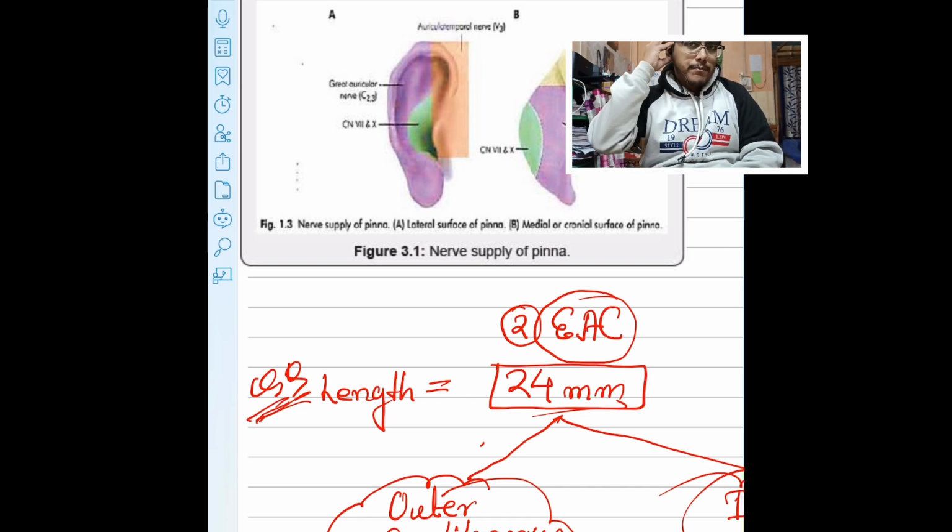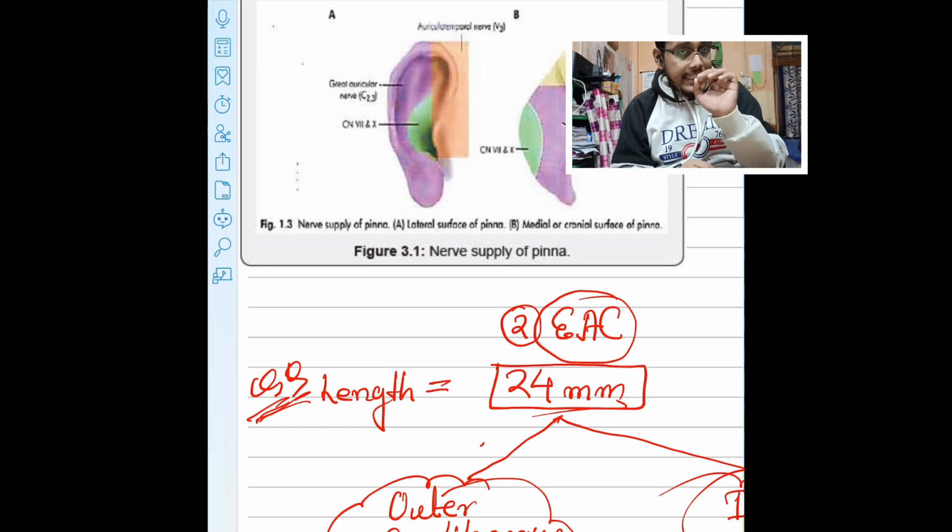Coming to the pinna, having a few components like tragus, helix, then antihelix. After the antihelix we have another bulb, that is the antitragus. Between the tragus and antitragus there is the intertragic notch. The area between the helix and tragus is devoid of cartilage, that is known as incisura terminalis. Clinical importance: in the endoral approach we give the incision in this incisura terminalis area.